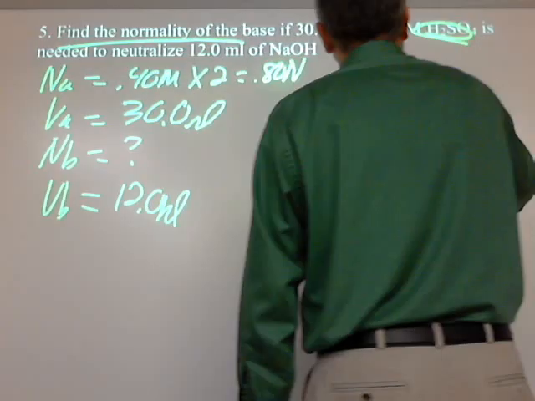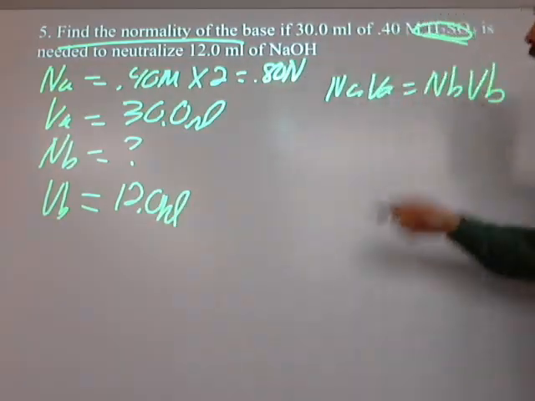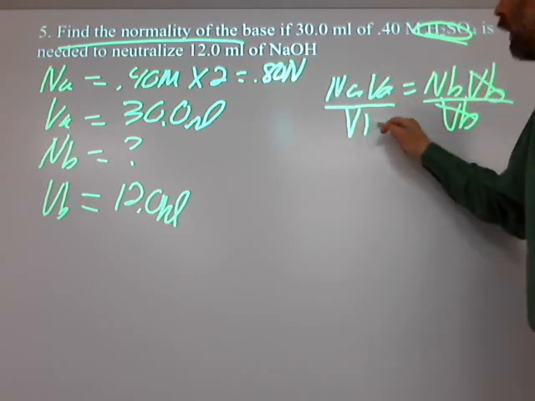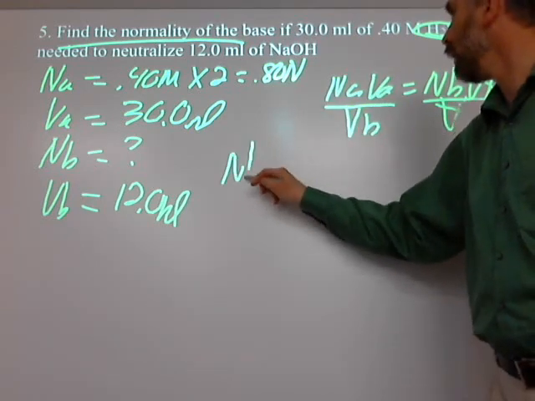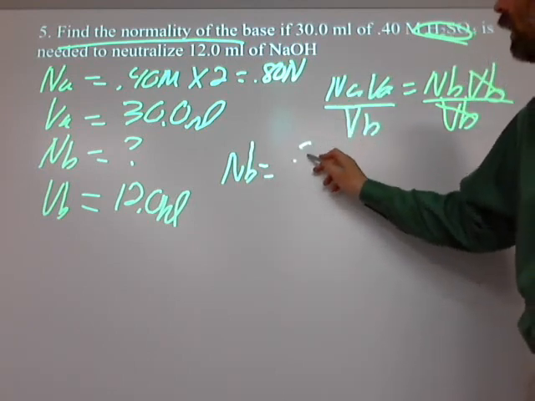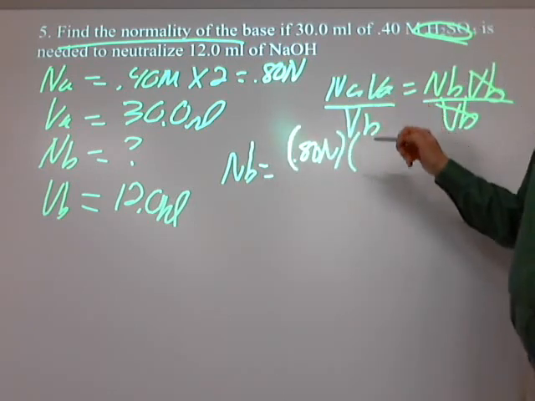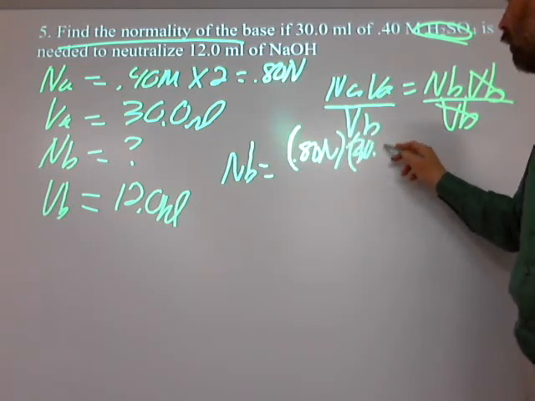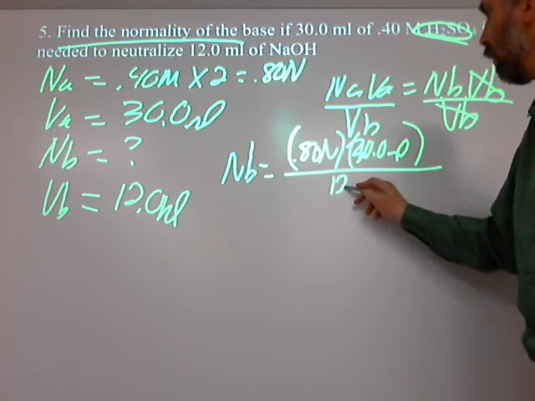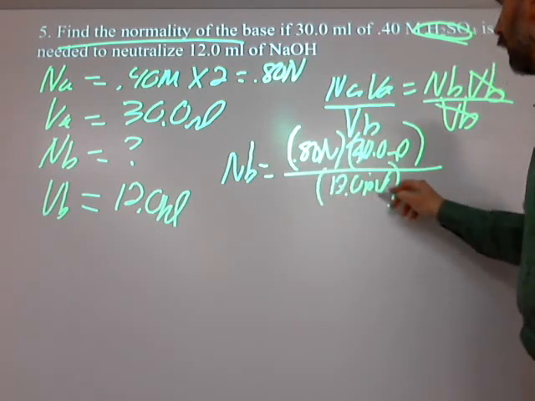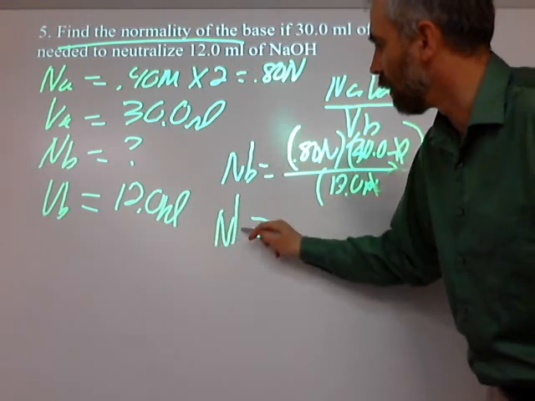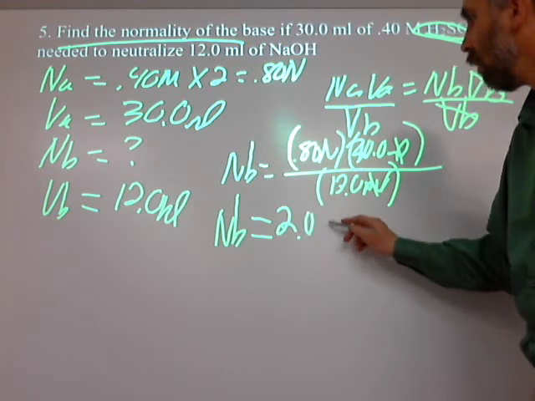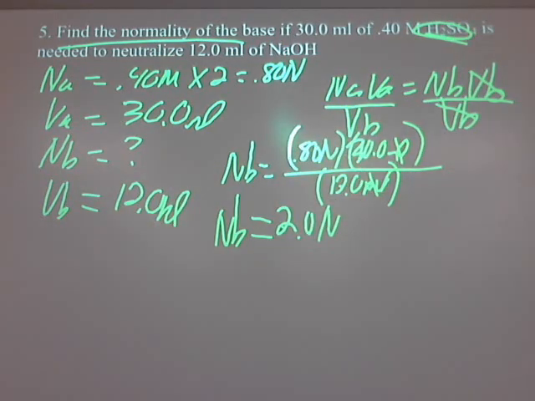NaVa = NbVb, and I'm solving for Nb, so I'll divide both sides by Vb. There's my equation. So my Nb equals Na, which is 0.80 normal, times Va, 30.0 milliliters, divided by 12.0 for the Vb. Milliliters cancel, leaving normality. What is it? 2.0 normal. And that's all it asked me for, so I'm good.